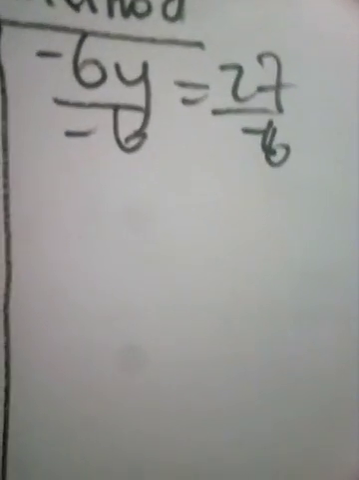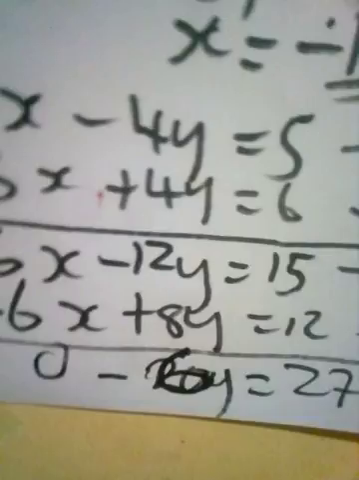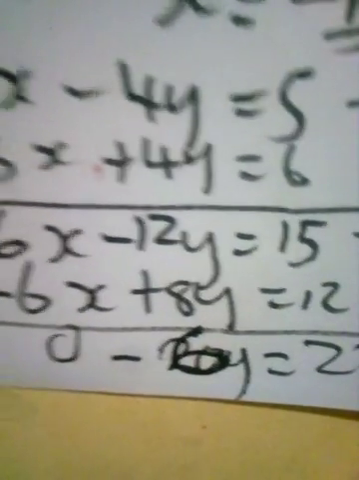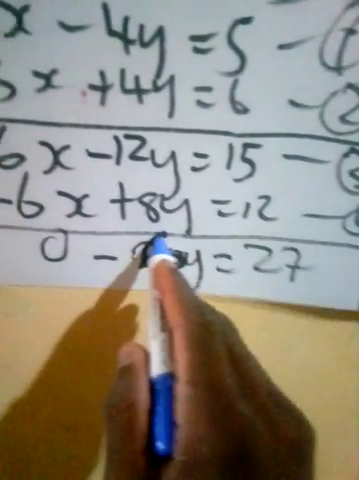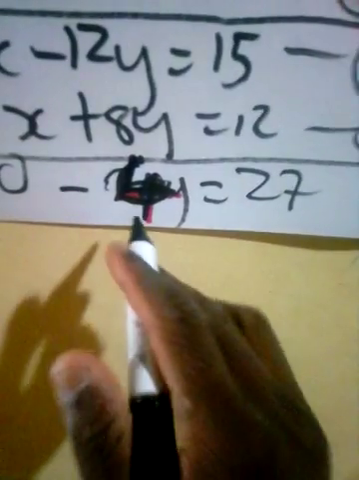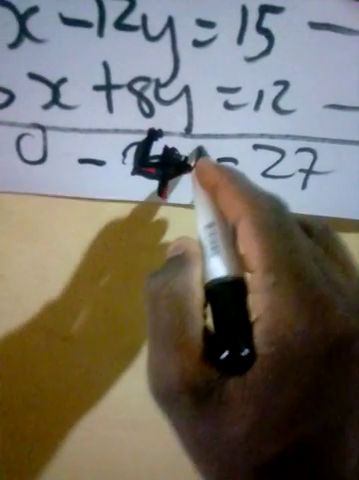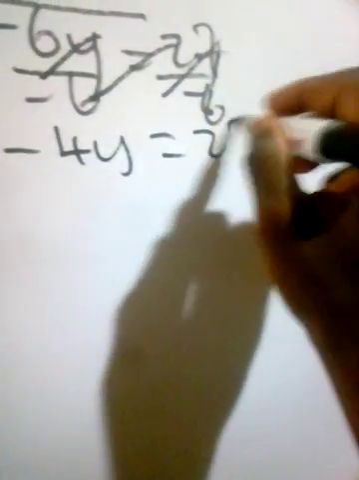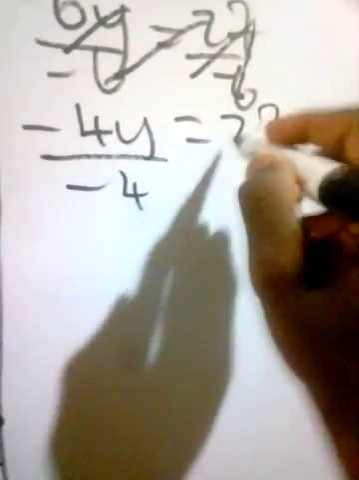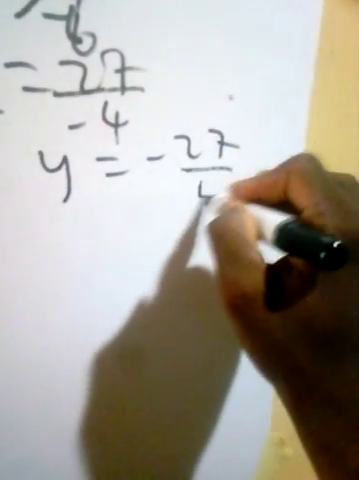Okay, looks like I've made a mistake. This is actually minus 4 and not 6. Let me use a different marker. It's minus 4. So this is minus 4y equal to 27. Here I divide both sides by minus 4. And this gives me my y to be equal to minus 27 over 4.